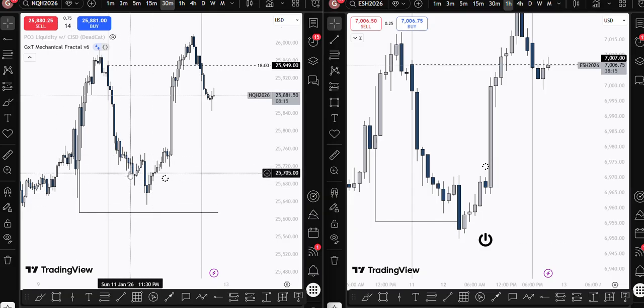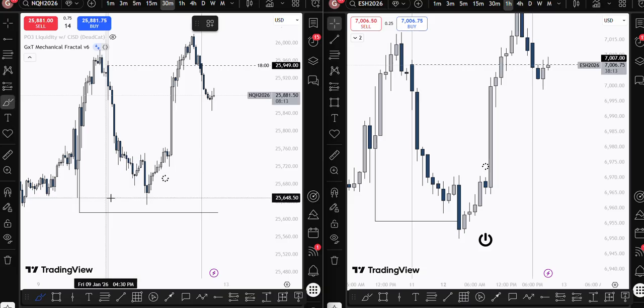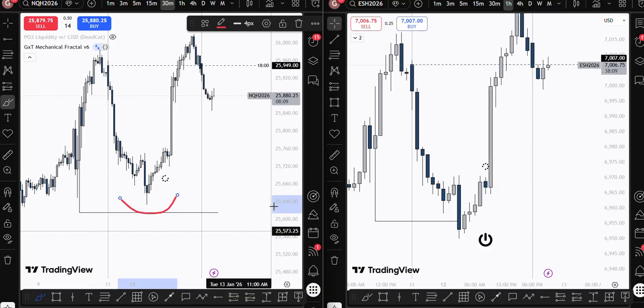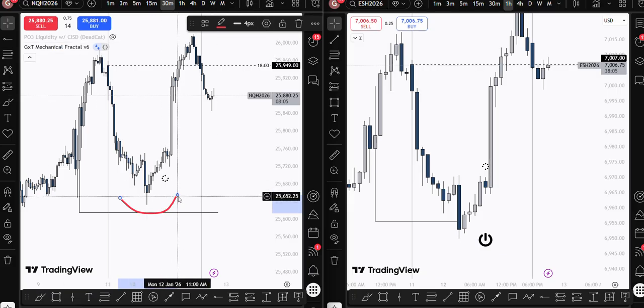We see that overnight, this is during London session right here, we do not sweep this low. So we have SMT right here, and that's obviously an indicator to go higher. This type of SMT.